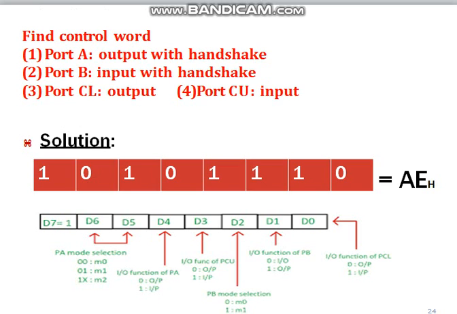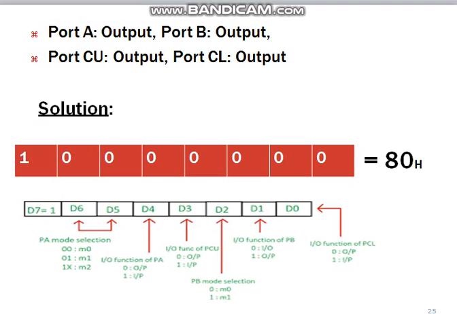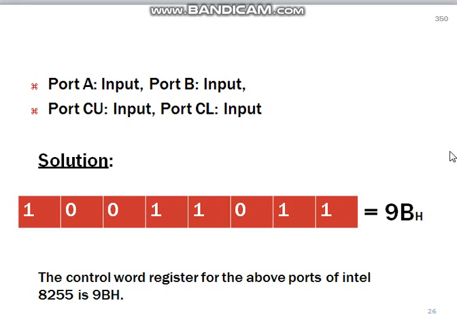Similarly, here is another example. You just go through this. Port A output, port B output, port C upper output, and port C lower also output. So you will have ADH. Another example. Work it out and see. Port A is input, port B is input, port C upper is input, port C lower is input. So depending upon which port I am going to use and what operation I am going to do, I set my control word so that the required operation will be done by my 8255.